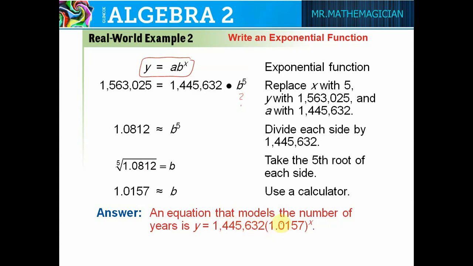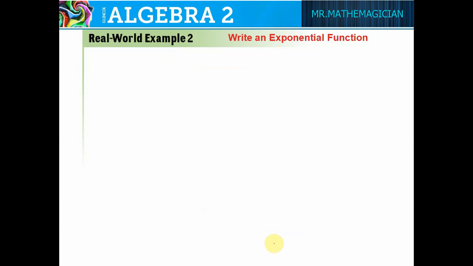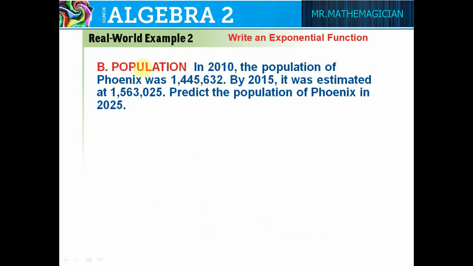Now you can take it back to the function to express y equals 1,445,632 multiplied by 1.0157, all to the power of x, such that this number is the start at 2010, and x is the number of years after 2010. So in 2010, the population of Phoenix was 1,445,632, and by 2015, it was estimated at 1,563,025.